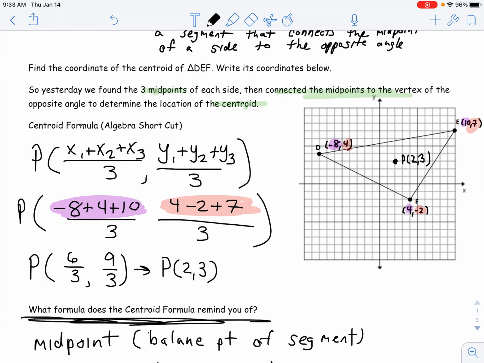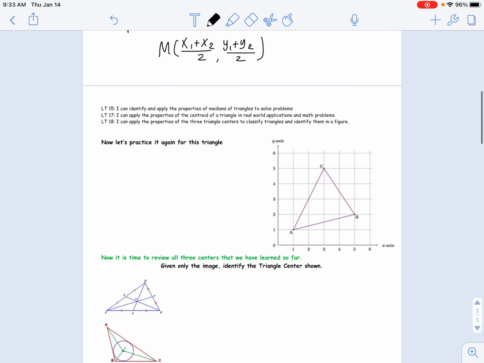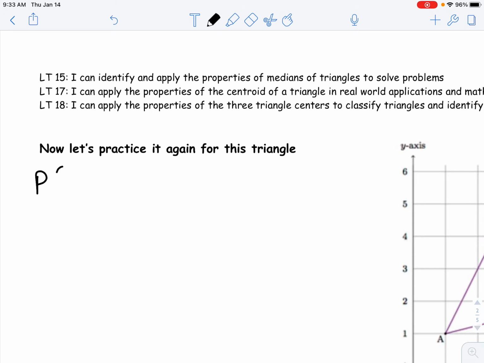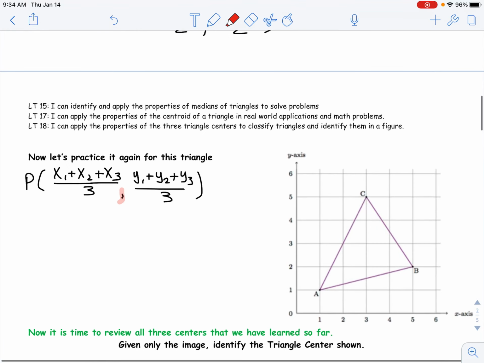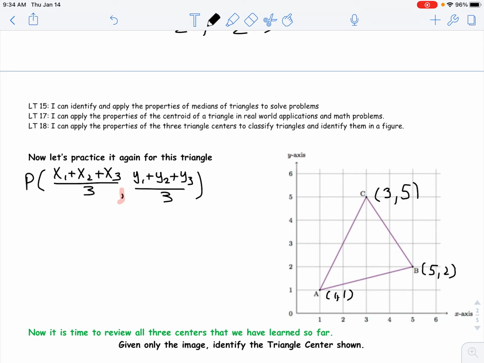All right, so we practice it. Let's just do it one more time, okay? So let's write the centroid. Before I even look at the triangle, I'm just going to rewrite the centroid formula. Repetition is good. And remember, this is an ordered pair. So that's why I have that comma right there. Don't forget that comma. That comma is important. Now A is 1, 1. B is 5, 2. And C is 3, 5.